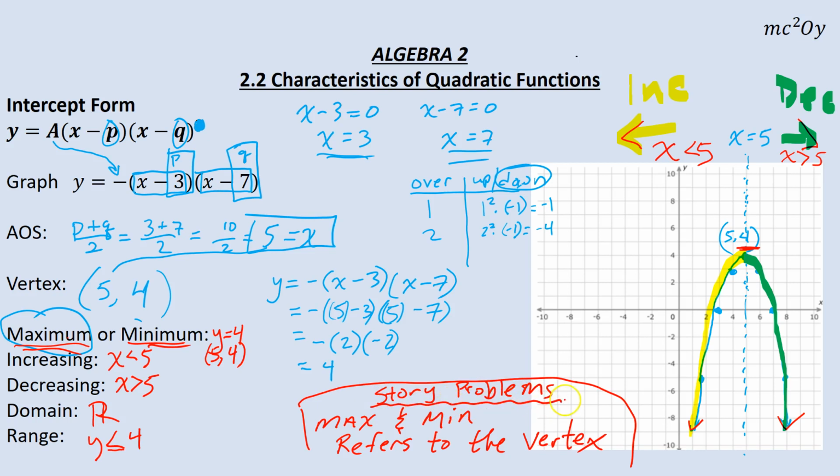Whenever you're dealing with quadratics, you see a lot of times they bring up, hey, find the maximum. Maximum profit seems to be a big one you see a lot. Or minimum expenses. Okay, trying to maximize profit, minimize expenses. They're really referring to the vertex.